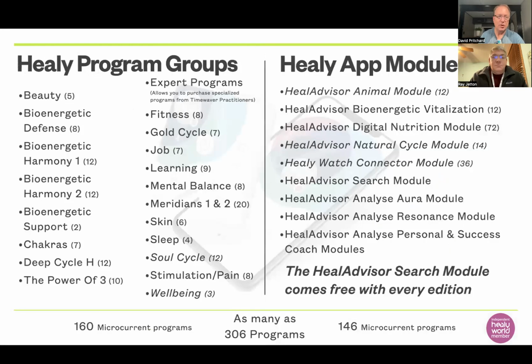So it's pretty cool. All right, so these are the different program groups and app modules that we were talking about. We didn't go into all these details, but we talked a little bit about an aura module and resonance and success coach, digital nutrition, bioenergetic visualizations, another program group that has 12 programs in it, but it also has an app module where you can set up some other things to remind you of things and so on. But these program groups, there's as many as 306 different microcurrent programs that you could run with the coil or the wires, and then a whole bunch of other databases you can do in that resonance module.